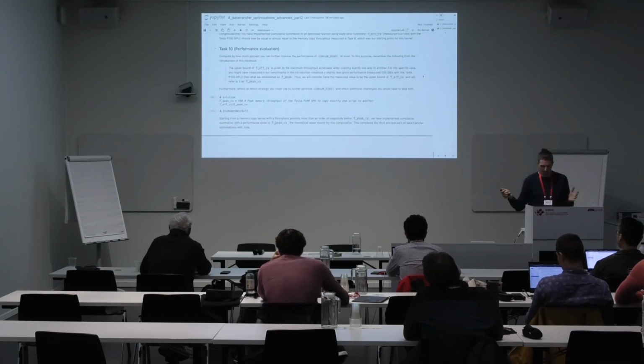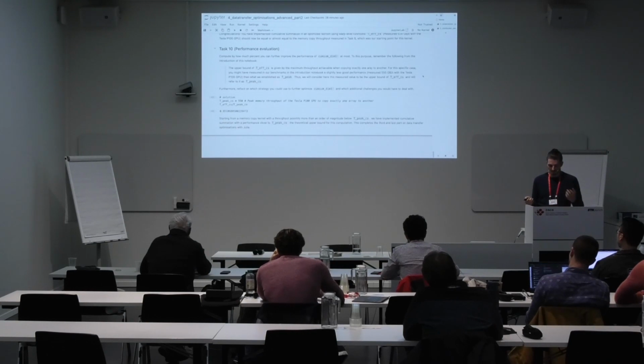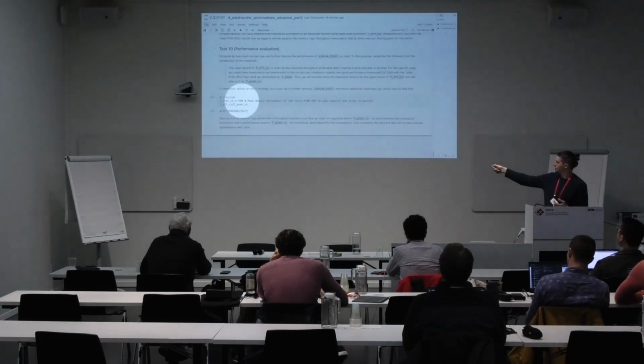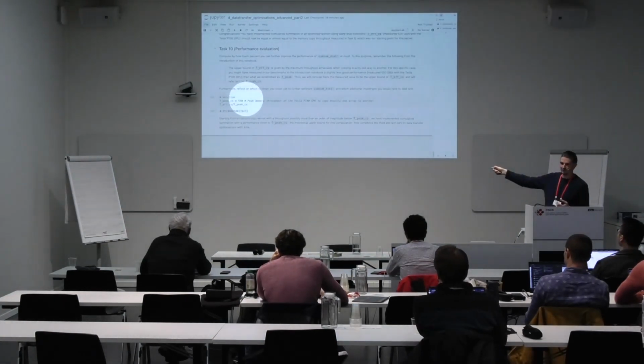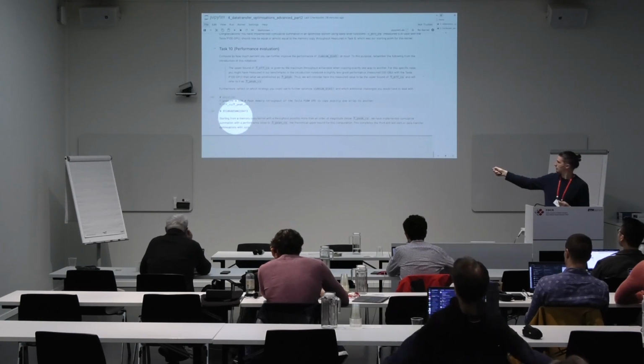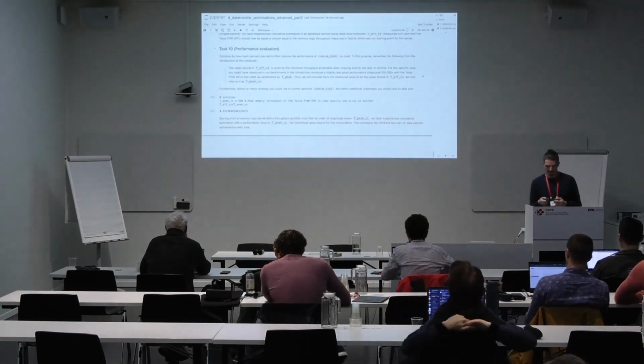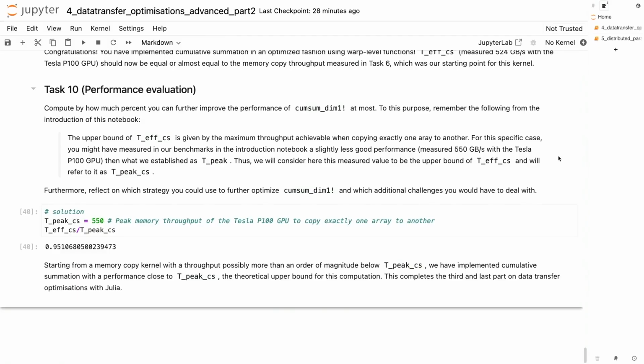And so in the end, what remains to do here is to say, now we want to compare our result, our effective throughput, to the peak memory throughput. And as we said before, the peak was 550. And so when we do that, we see that we are now at 95% of the theoretical upper bound. So we could only increase this function by 5% more.